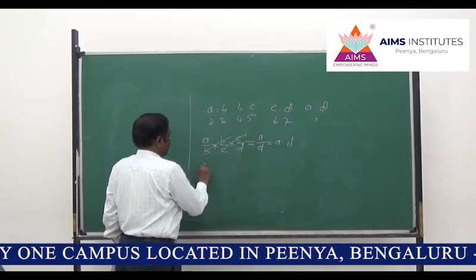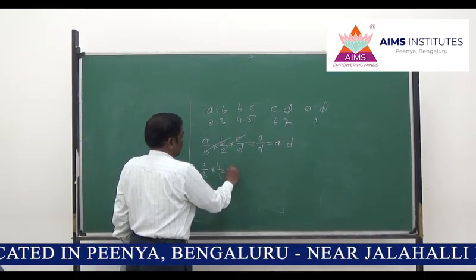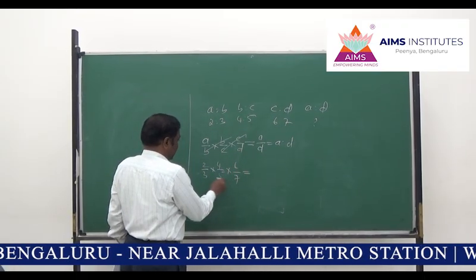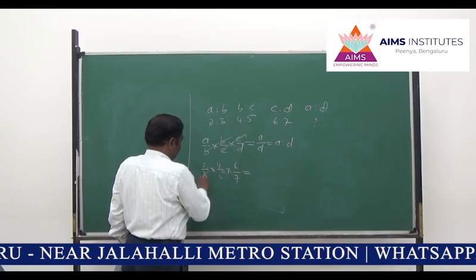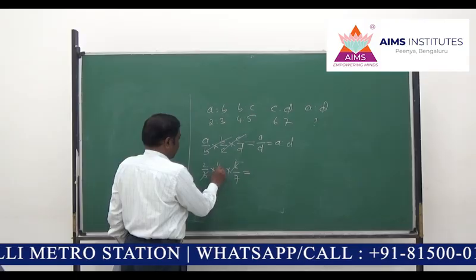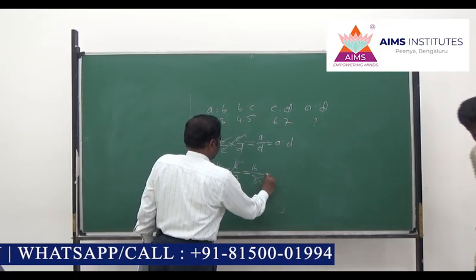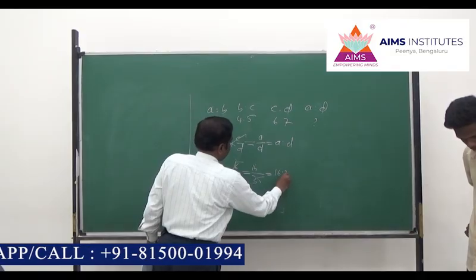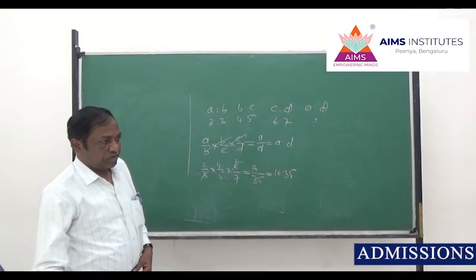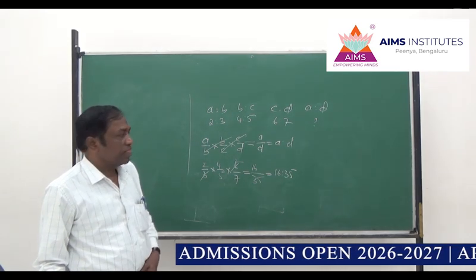Now you can see 2 by 3 into 4 by 5 into 6 by 7. These are all prime numbers, you cannot cancel them. 2 into 4 into 6 is 48, and 3 into 5 into 7 is 105, which reduces with 3 2s to 16 by 35. So 16 is to 35. Option B.